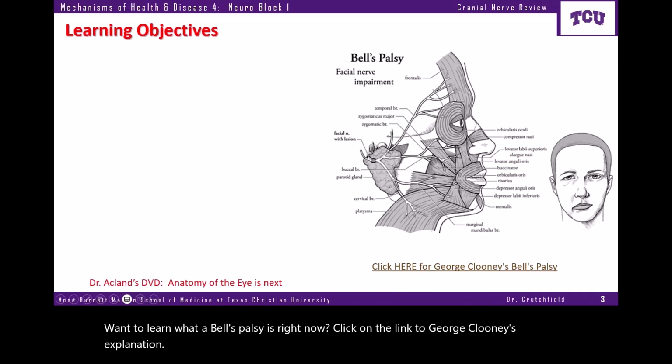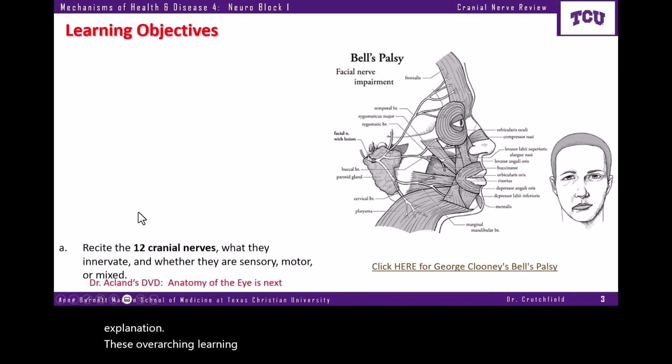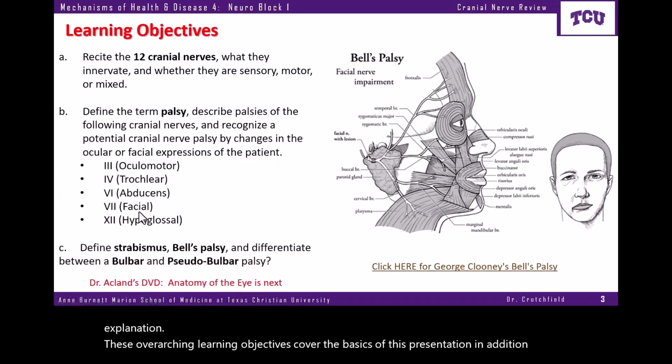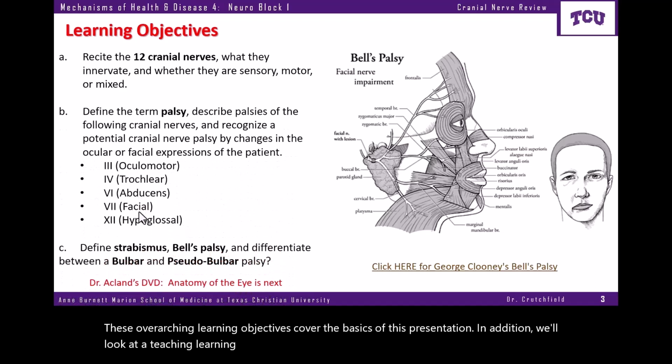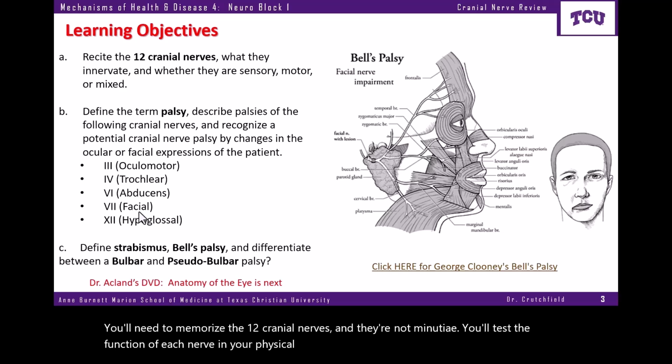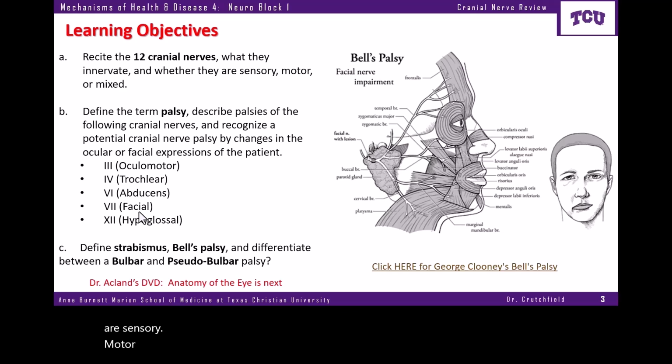These overarching learning objectives cover the basics of this presentation. In addition, we'll look at a teaching learning issue for each individual slide. You'll need to memorize the 12 cranial nerves, and they're not minutia. You'll test the function of each nerve in your physical examination, and you'll need to know which nerves are sensory, motor, or both. There's mnemonics to help you learn each of them. Here's 2 mnemonics to get you started, and I hope you find useful.